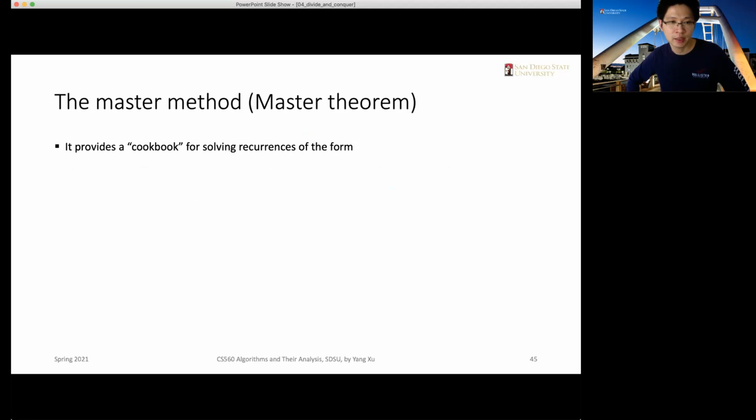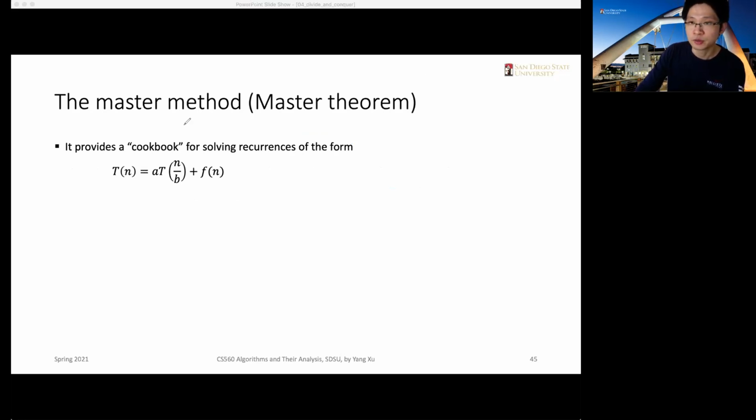It's basically a very easy to use cookbook for solving recurrences in this form. So this is the condition on the input for the master theorem. We must have the recurrence in this form. If the recurrence is not in this form, then we cannot use the master theorem, right? It's the limit of this method. So it must look like this. We must have some a, some b, and some function here.